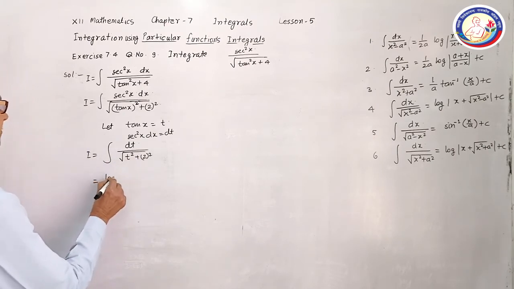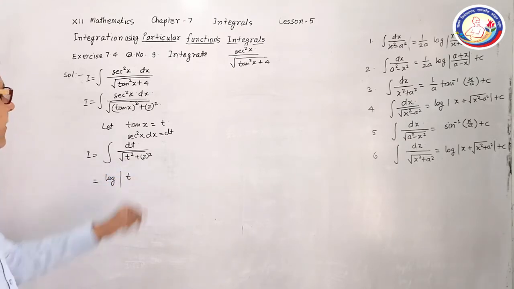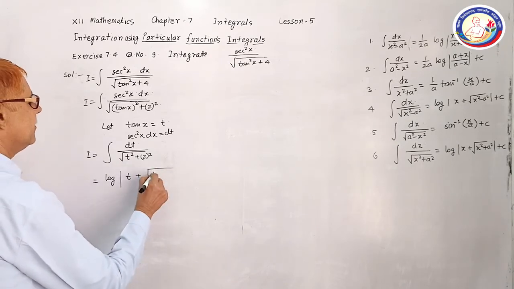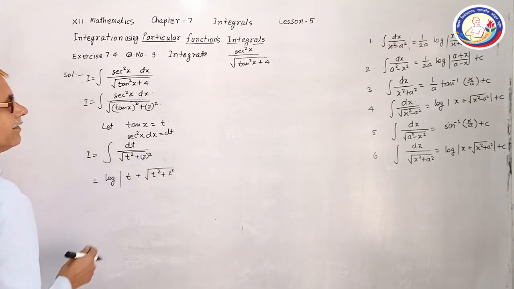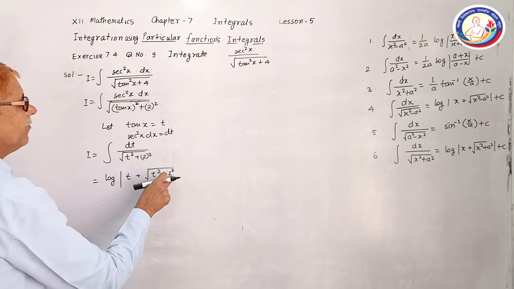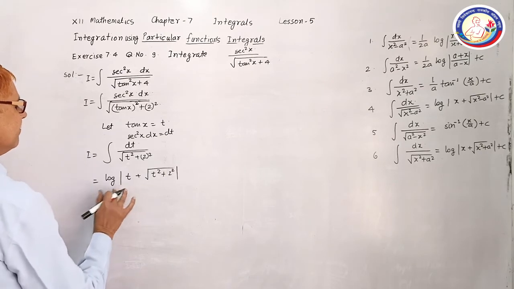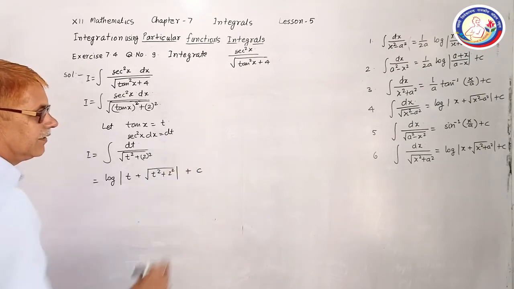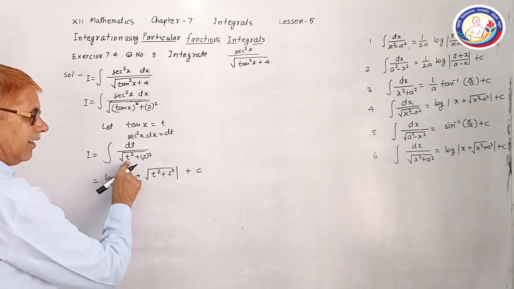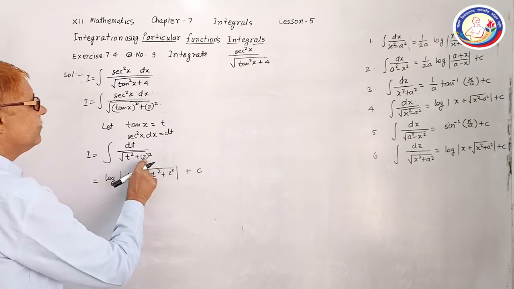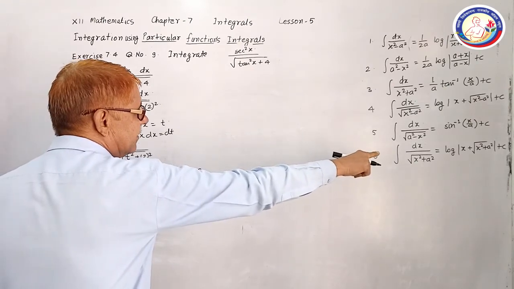Log of t, the parameter is, the variable is t, plus square root of t square plus 2 square, or we can write directly 4. We can write 4 here direct, plus c, constant of integration. Here for x we are having t as variable, and in place of a we are having 2, so it will be the integral using this particular integrals formula.